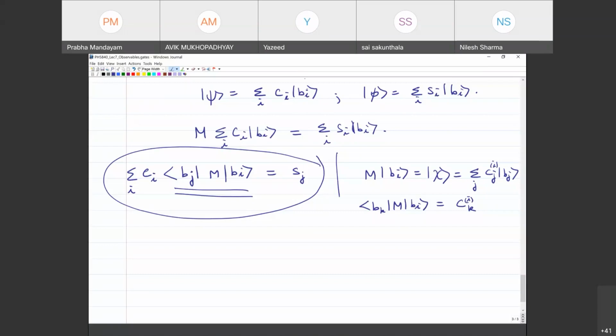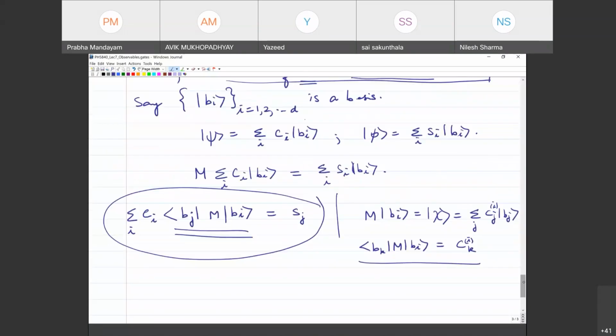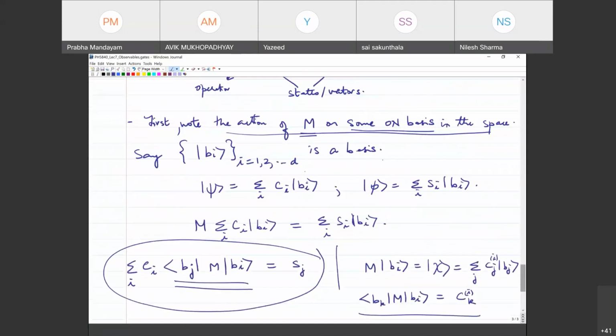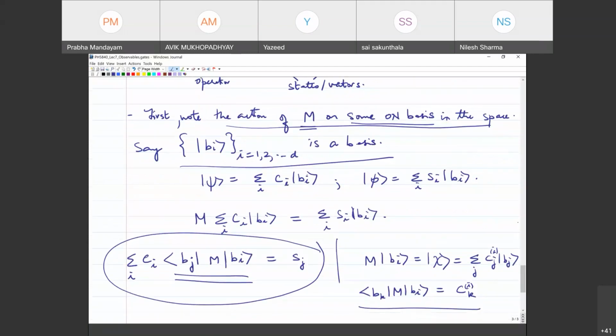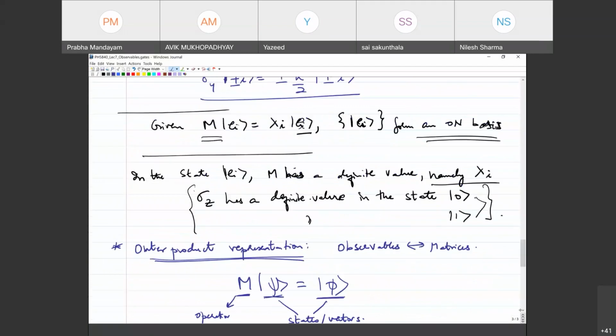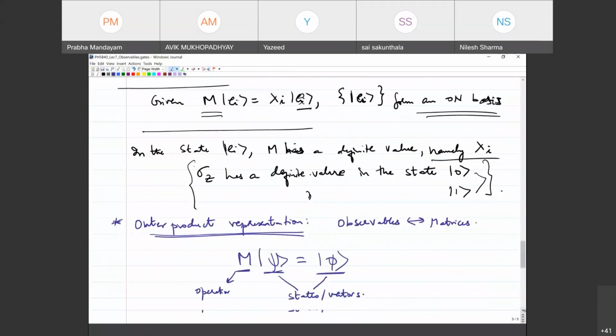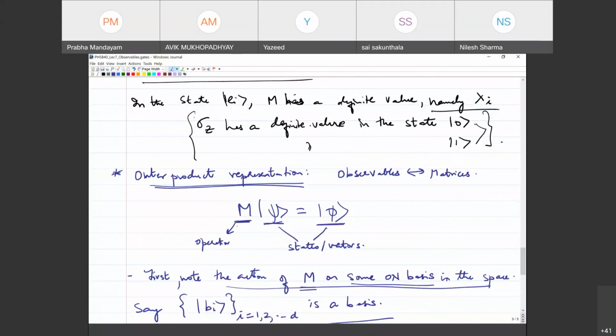Okay, let me back up a little bit. I understand your confusion. The point is this: I said Bi is a basis, but I didn't say that M is a Hermitian operator. I said M is any operator, and I'm not working in the eigenbasis of M.